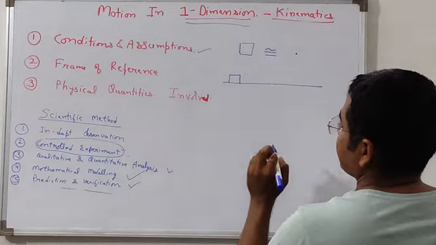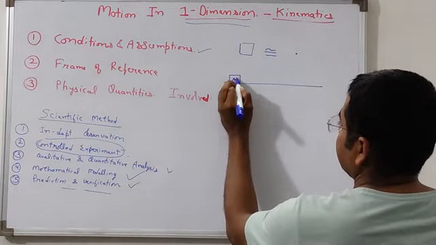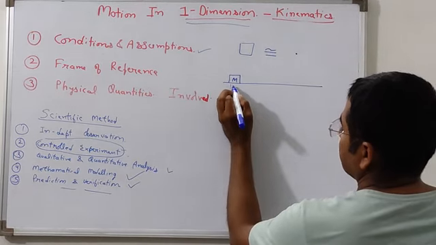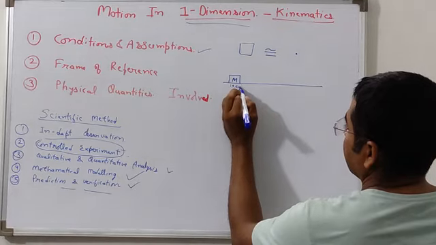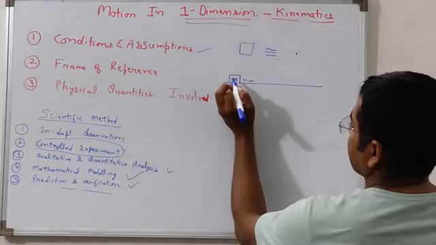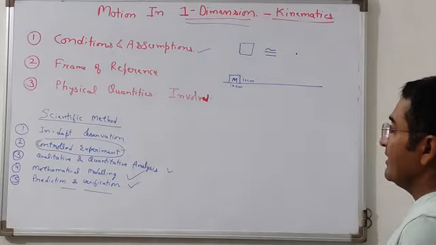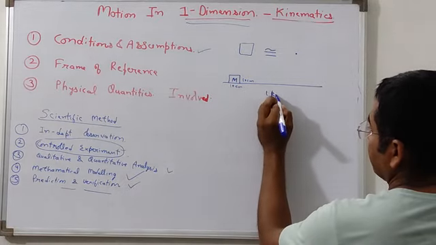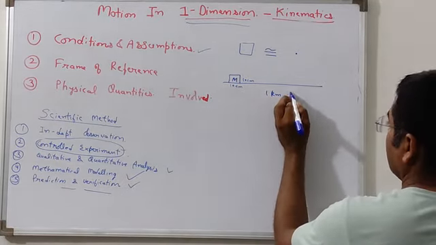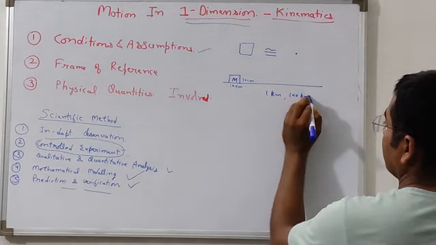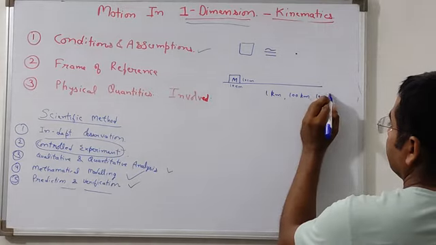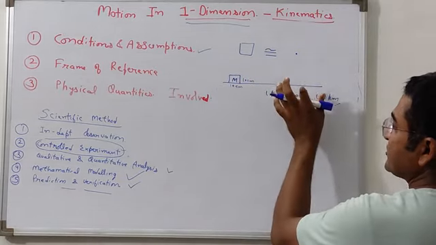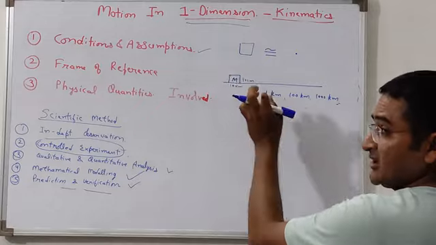suppose this is the same object which is there. We name it as M, which has a definite size, let's say 10 centimeter by 10 centimeter by 10 centimeter. Now, if this same block is traveling for a distance of 1 kilometer or 100 kilometer or 1000 kilometer, then the size of the object with reference to the distance traveled is much smaller.